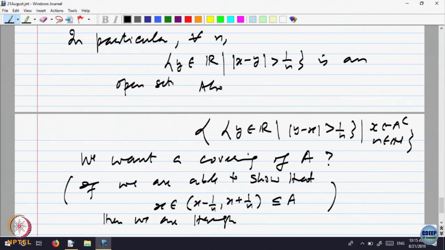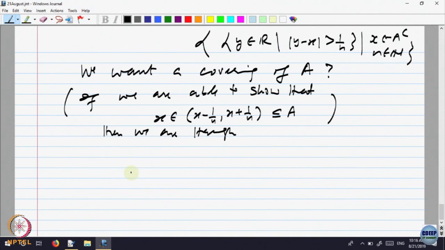Is it okay? Because I want to show x is an interior point. So, I am trying to show that this kind of thing comes inside. I am trying to work backward now to indicate how the proof is going on. Go on. Now, look at this interval, x minus 1 over n to x plus 1 over n. If m is bigger than n, what is happening? What is the relation between these?